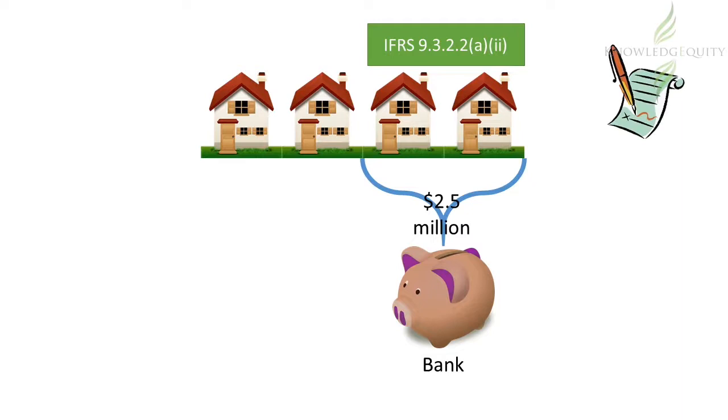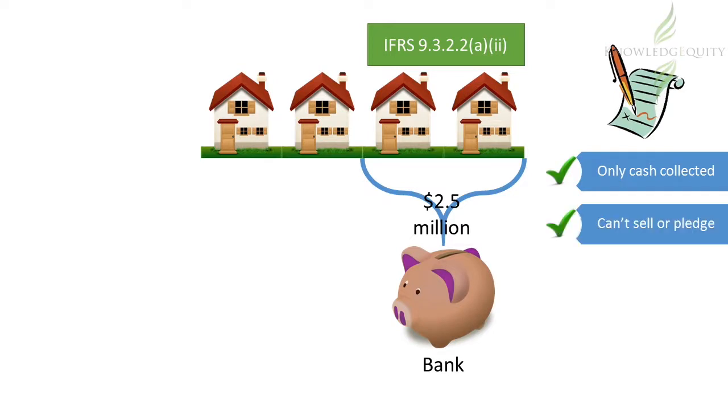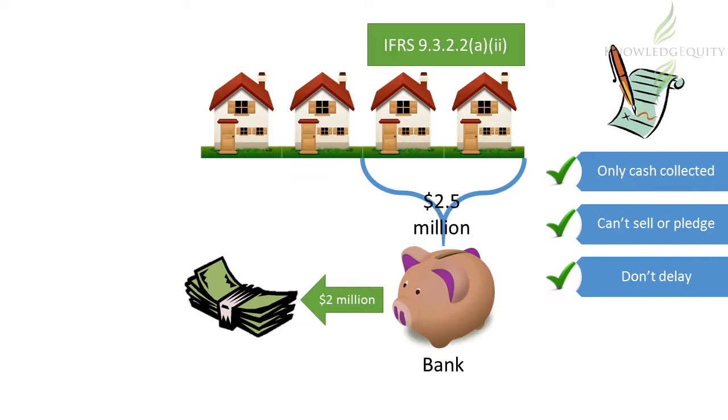3.2.2a2. Bell Homes does this by entering into a contract with the bank to transfer all cash it receives only when it actually receives that cash, not to sell or pledge its contractual rights to the cash flows to anyone else, and it will transfer the cash as soon as it receives it from the home buyers. In exchange for the cash flows, the bank agrees to pay 80% of the value of those receivables to Bell Homes immediately. The bank keeps 20% as a fee.